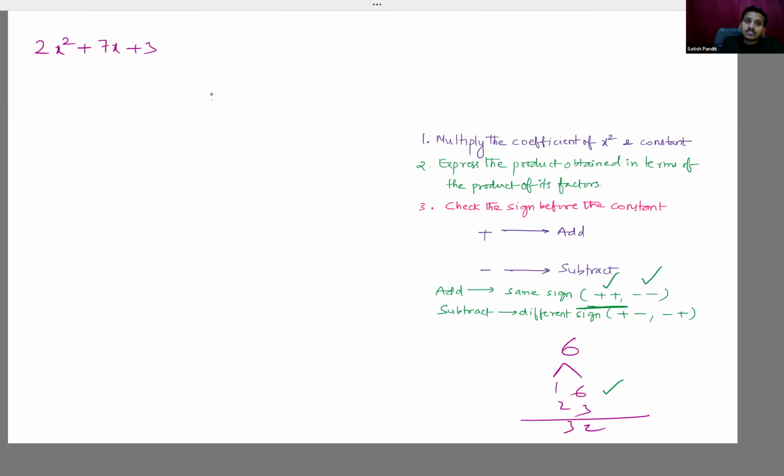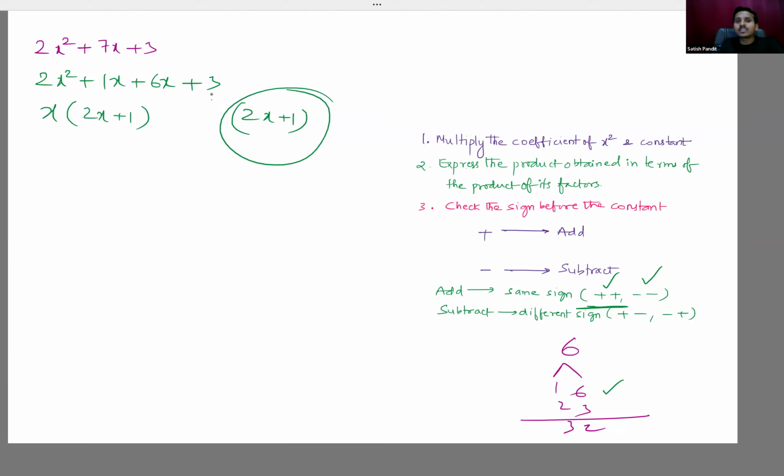So this can be written as 2x square plus 1x plus 6x. You can also write plus 6x plus 1x. That is absolutely fine. Clear? Next, you take common from first two. From first two, common is x. What is left? 2x plus 1. Write 2x plus 1 as it is. Think of one number so that if you multiply this bracket, you get the next two terms. That is actually plus 3.